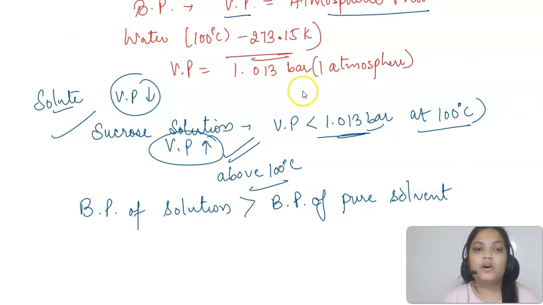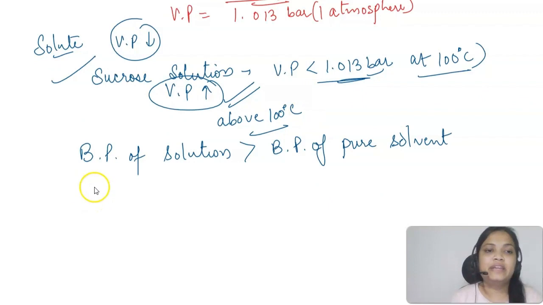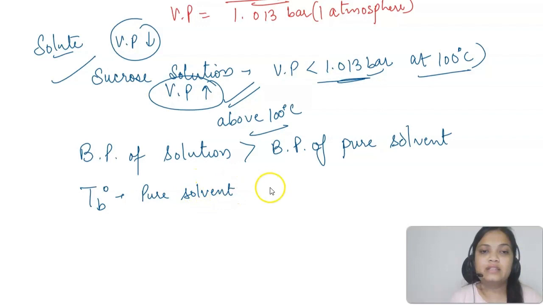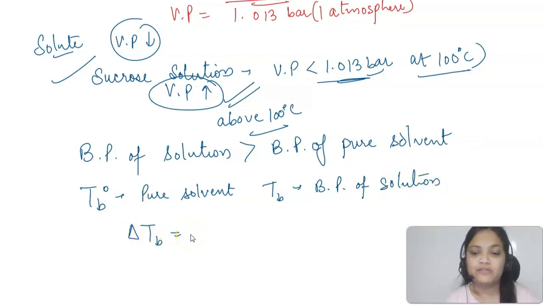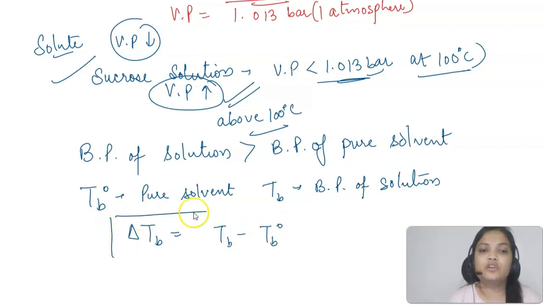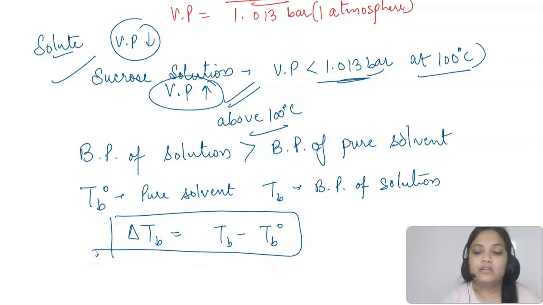Okay. Now let's say TB naught is the boiling point of pure solvent, whereas TB is the boiling point of your solution. So what will be the elevation in boiling point? That will be delta TB. Delta always denotes the difference. Okay, fine class. Then in this case it will be delta TB equals TB minus TB naught, because TB is always going to be more than TB naught.